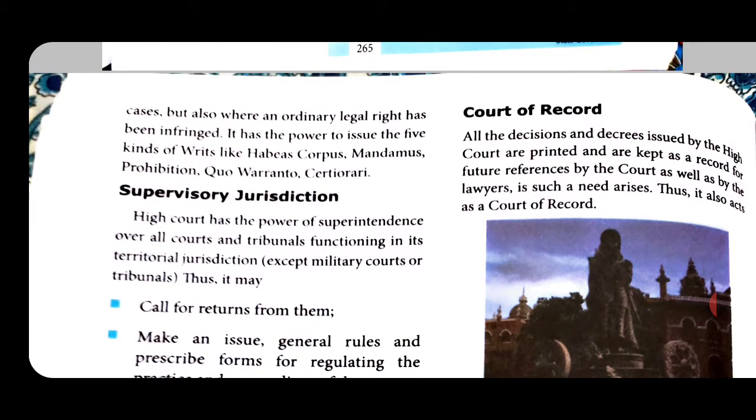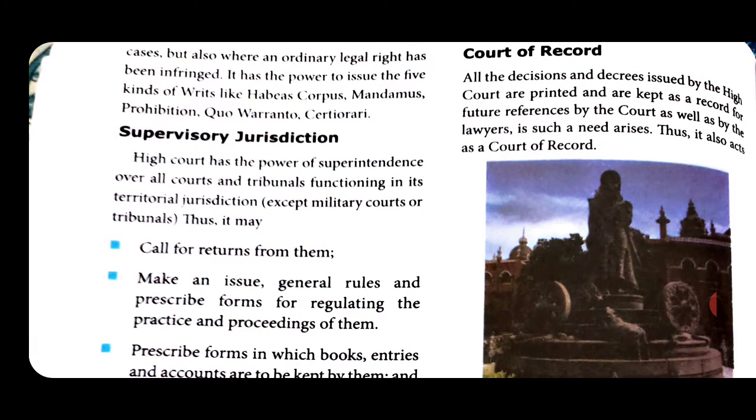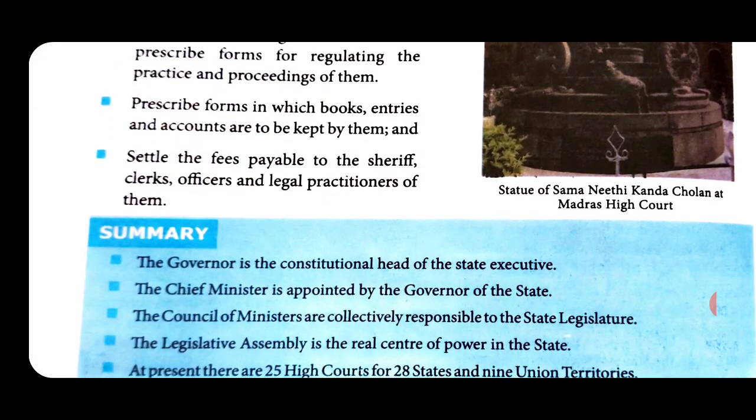Court of record. All the decisions and decrees issued by the High Court are printed and are kept as a record for future reference by the court as well as by the lawyers if such a need arises. So, this is again a very important one. Any decision that has been taken by the court is being printed and kept. So, this can be used for further reference by the court or even the lawyers. Thus, it also acts as a court of record. So, this is called a court of record. So, go through the lesson.